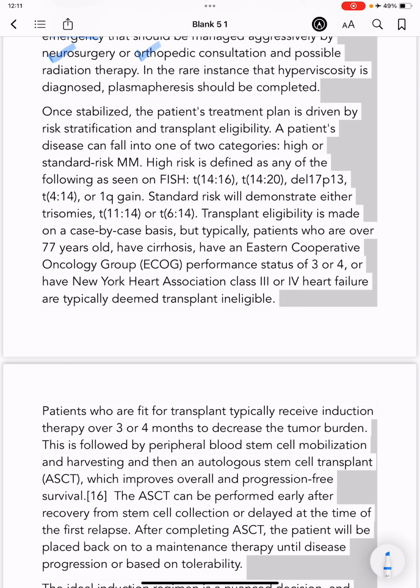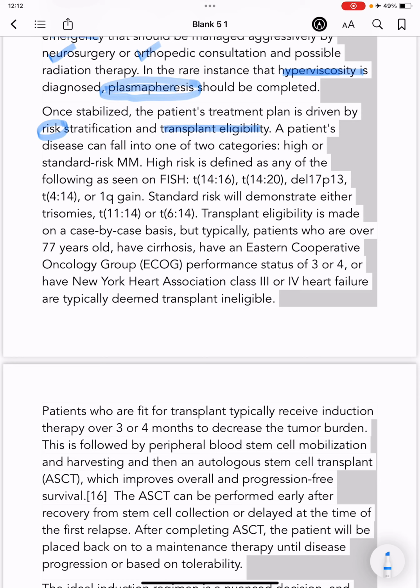And if hyperviscosity is diagnosed, what has to be done? Plasmapheresis should be done. Once the patient is stabilized, the treatment plan is driven by risk stratification and transplant eligibility. So then risk has to be stratified, and we have to assess if the patient is eligible for transplantation.